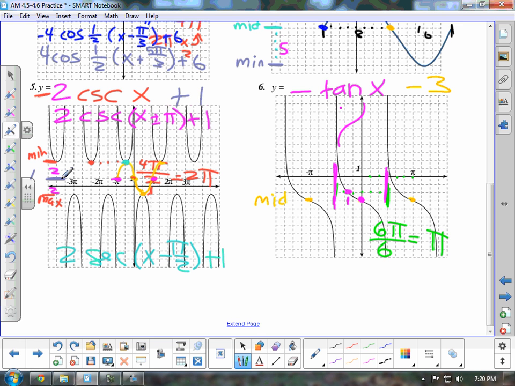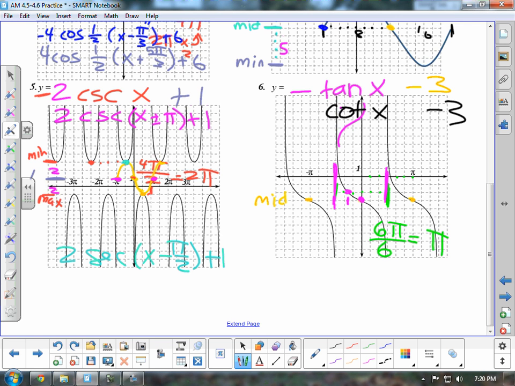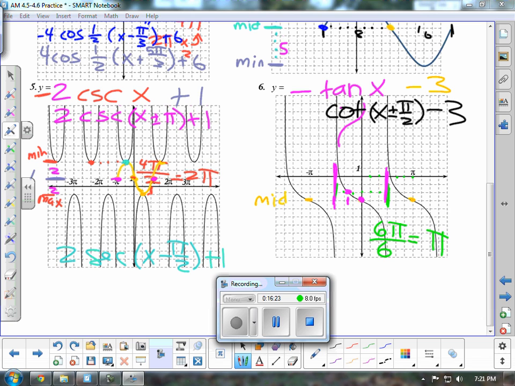Now, if you wanted to use cotangent instead, none of that would change, except now we would have to shift it to the left or to the right, pi over 2. And that would get you some other options for this particular function. And that concludes this page of that worksheet.